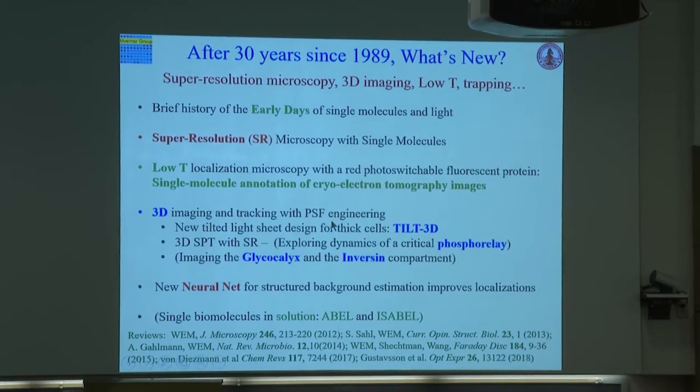I'll then talk about three-dimensional imaging, where we use point spread function engineering to get the third axial dimension in a two-dimensional microscope. And talk about a specific tilted light sheet microscope that utilizes point spread functions in a nice way. There's a number of applications that I won't have time to talk about, applications to specific biological systems, but I'll mention them along the way.